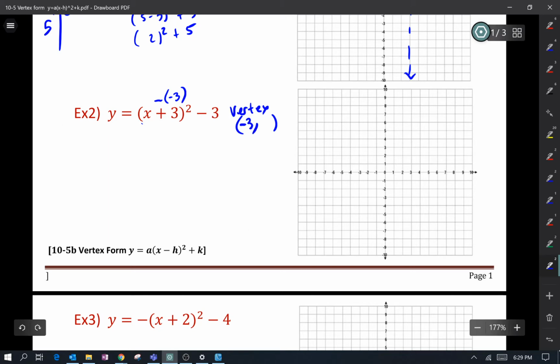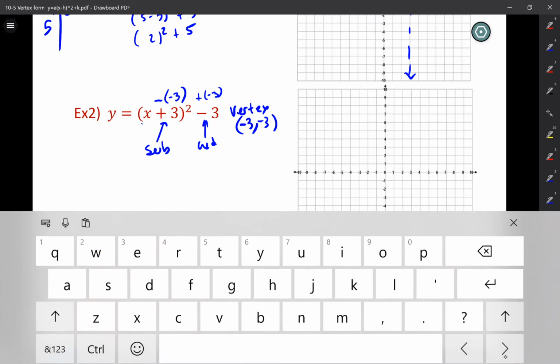So where's the vertex at? Negative 3. And then what am I adding here? Well, if I rewrote this as addition, it'd be plus a negative 3. But the best way to do is just look at the chunk, right? The chunk is negative 3. So be careful with this part, right? This has to be subtraction. And this one has to be addition, right? So what am I subtracting? The opposite of adding 3. So negative 3. What am I adding? Negative 3, right? So the vertex is at negative 3, negative 3. So we're going to put a dot there.